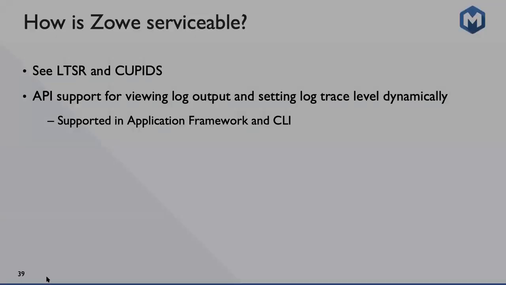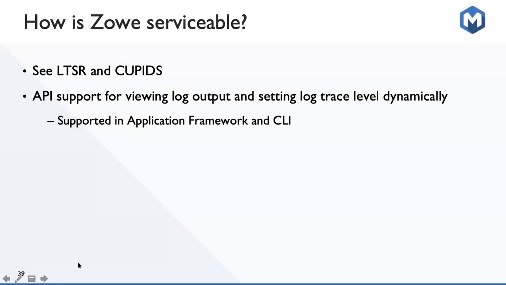Next slide. And in terms of serviceability, a lot of that is handled by the LTSR and Cupid projects that were discussed by Bruce. And in addition, we have API support for viewing log output and setting the log trace level dynamically. This is supported today in the application framework and in the CLI, and it's on the roadmap for the API mediation layer.